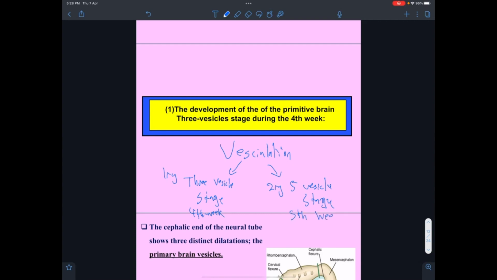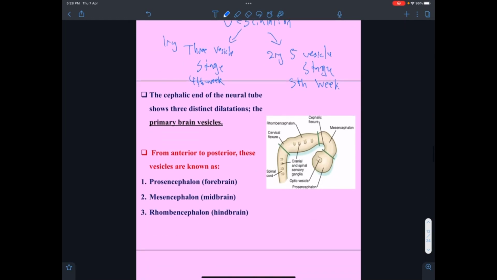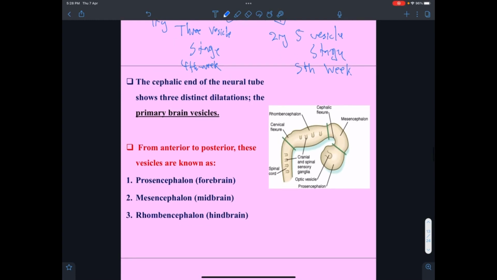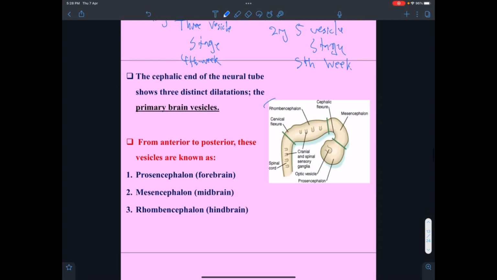We'll see this in detail, but we're going to start with the first stage, the primary vesicle stage, which occurs during the 4th week of pregnancy, after neurulation. So let's see what that means. I like to further mention it's primary because here's the thing. Basically, this is the neural tube.